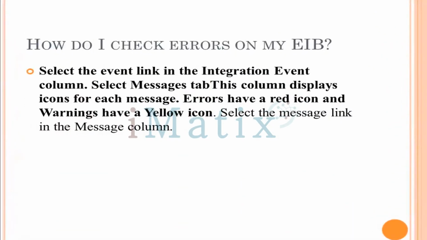How do I check errors in my EIB? Select the event link in the integration event column and select the messages tab. These columns display icons for such messages. Errors have a red icon and warnings have a yellow icon. Select the message link in the message column.